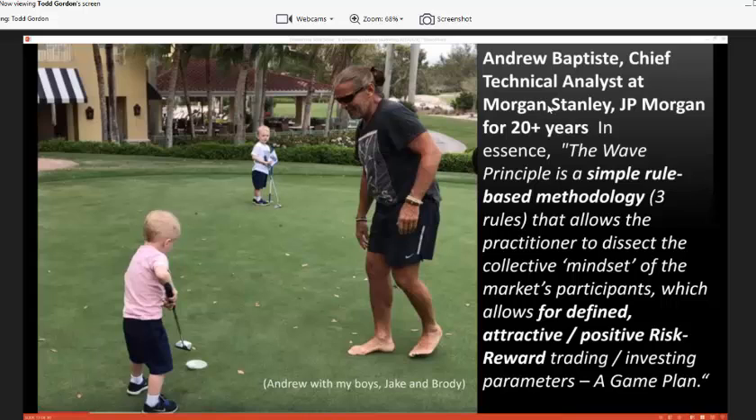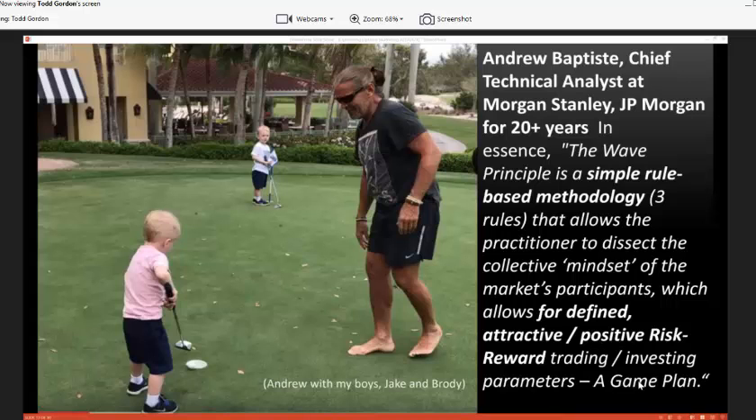So this is him talking about the wave principle. And let me just underline that, he's not an analyst at the retail branch of JP. He's the global head of the investment bank for technical analysis. And he says the wave principle is a simple rule-based methodology. It allows the trader to dissect the collective mindset of traders for defined, attractive, positive risk-reward trading.